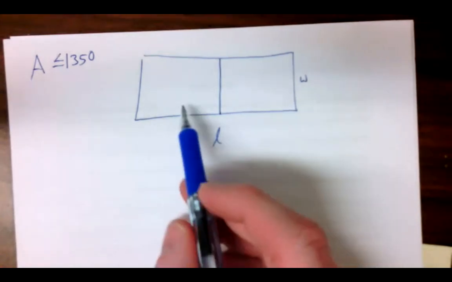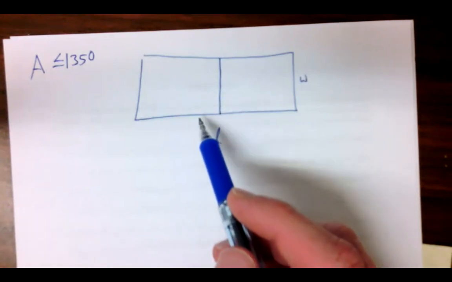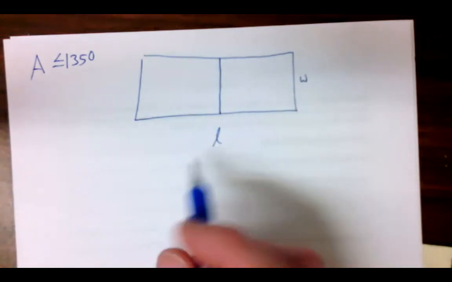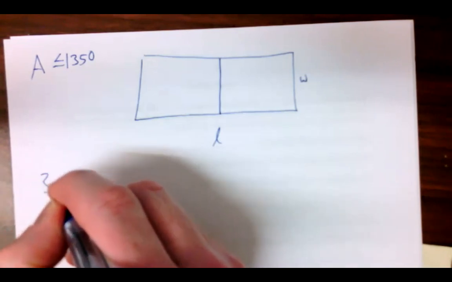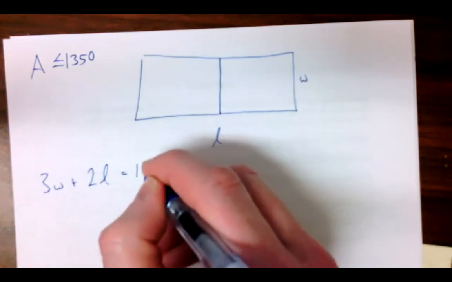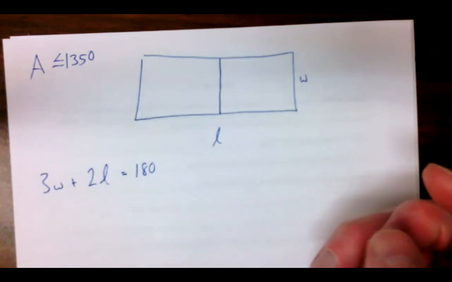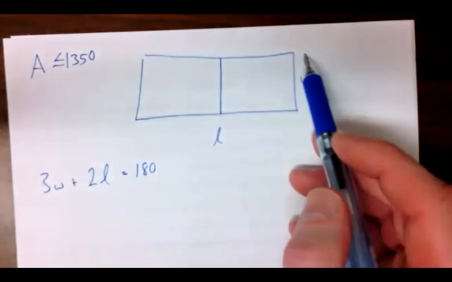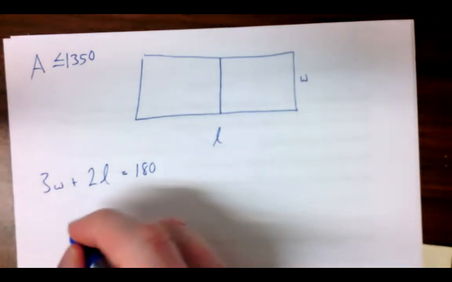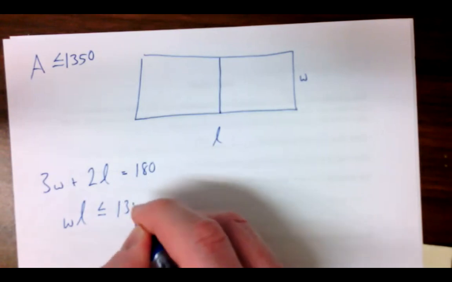So what you need to do is figure out the perimeter with that 180. This is a pain. So basically, what it's going to be is 3W plus 2L equals 180. Does that make sense? Because here's length, this is length, so it's 2 of those, and instead of 2 widths, it's 3 widths. But we also know that W times L is less than or equal to 1350.